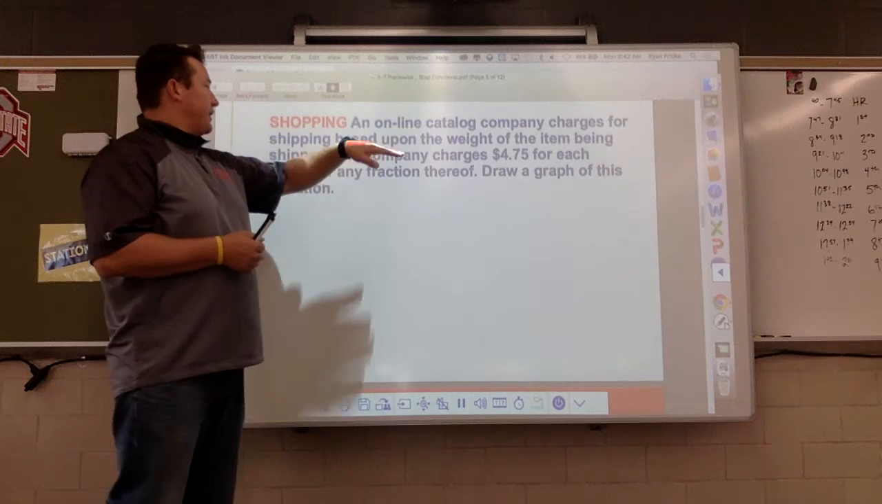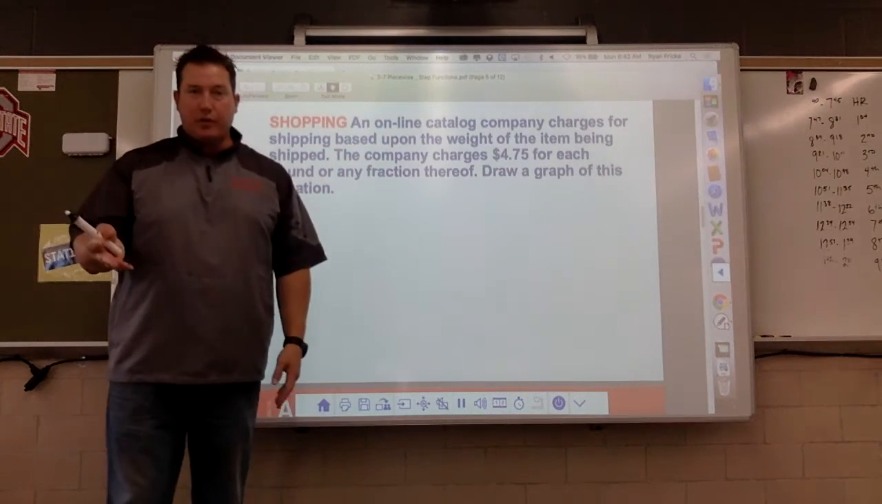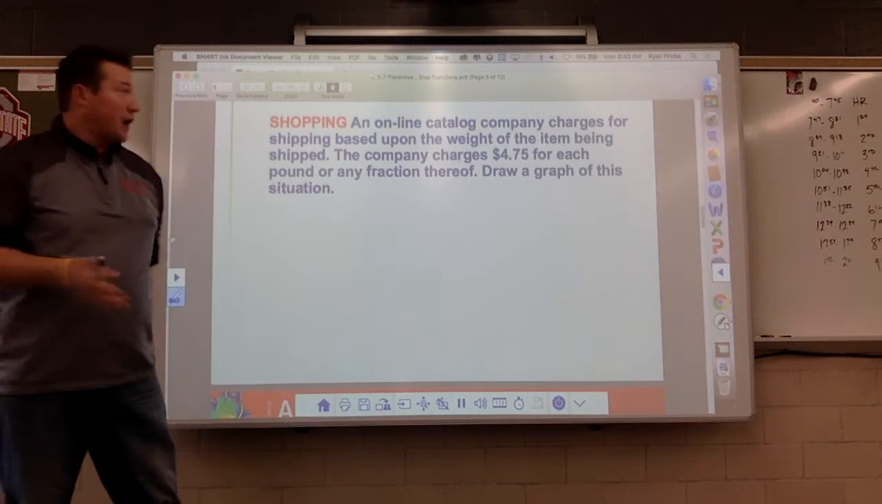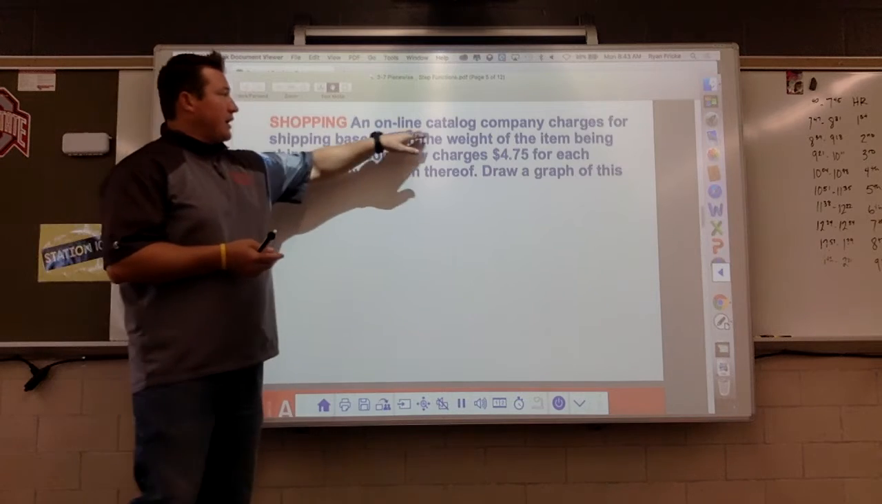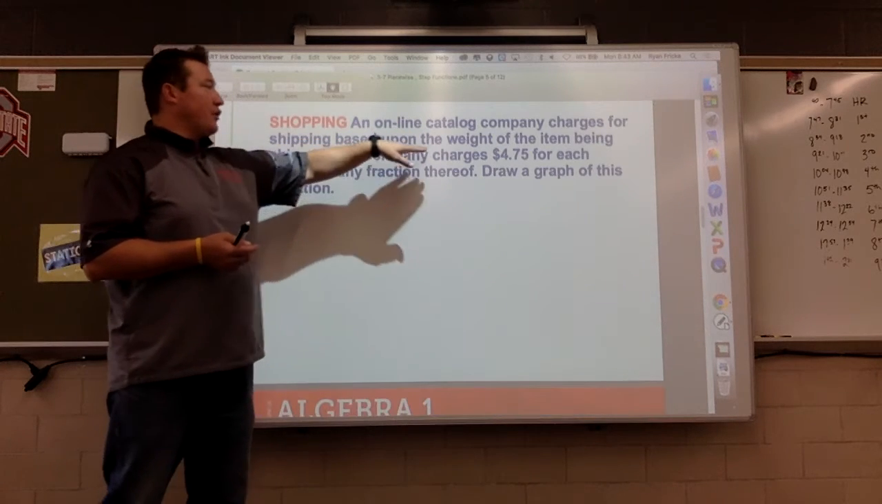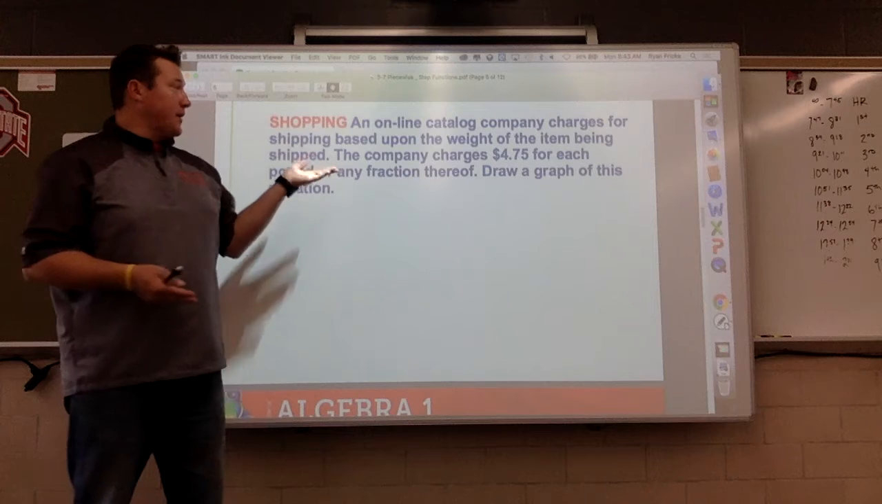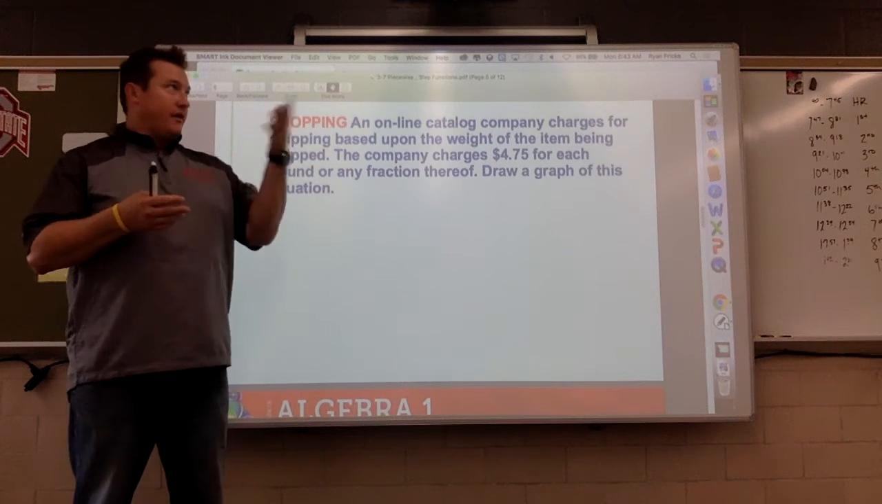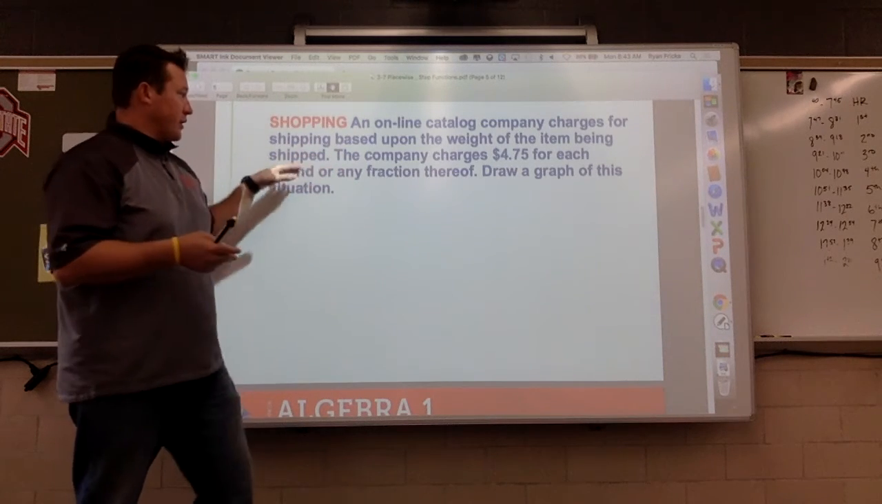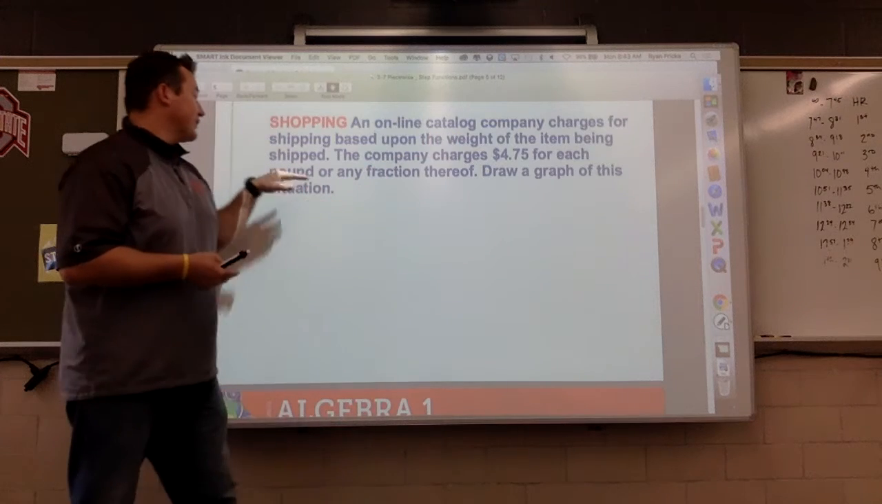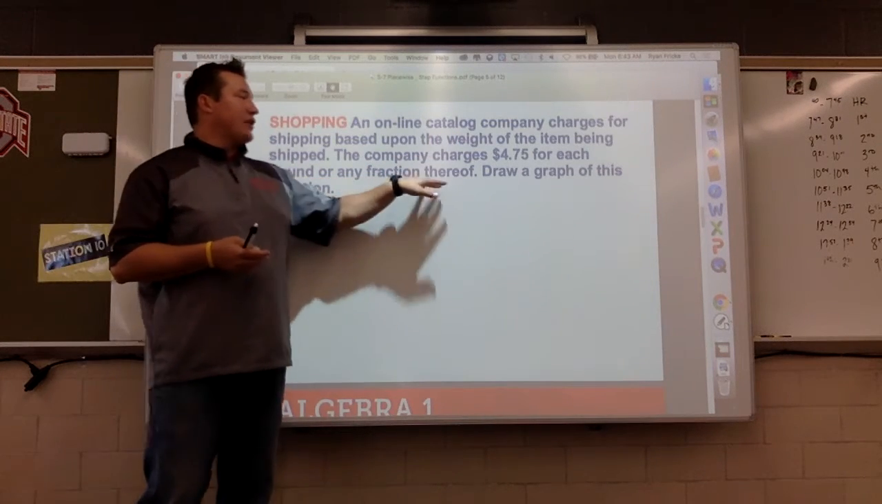An online catalog company. So this is an example of a greatest integer function problem. A catalog company charges shipping based on the weight of the item being shipped. That makes sense, right? The heavier something is, probably the more that you're going to pay. So they charge $4.75 for each pound or any fraction thereof.